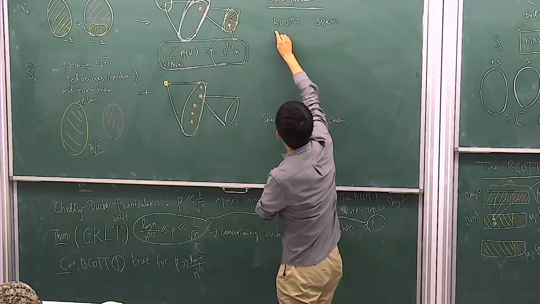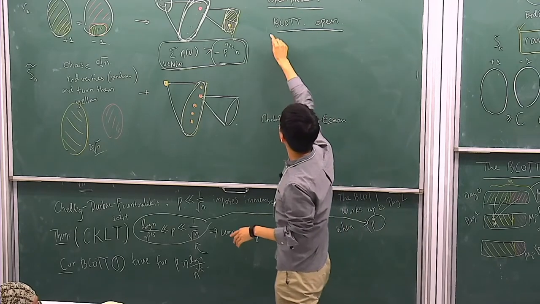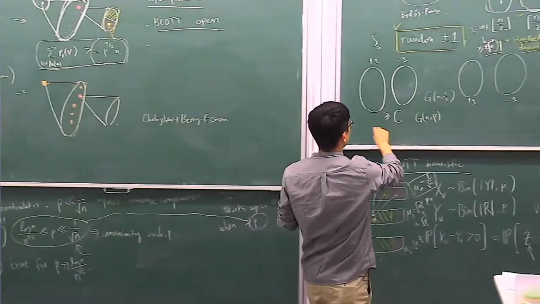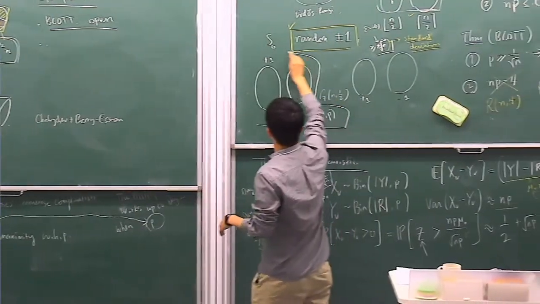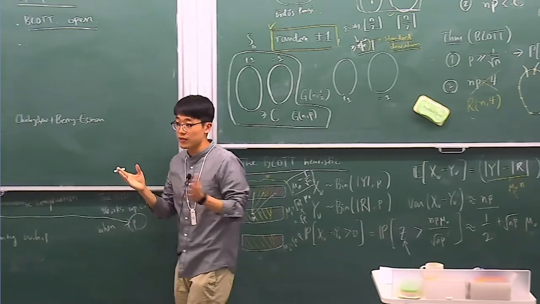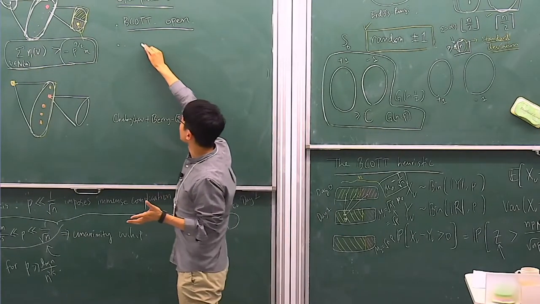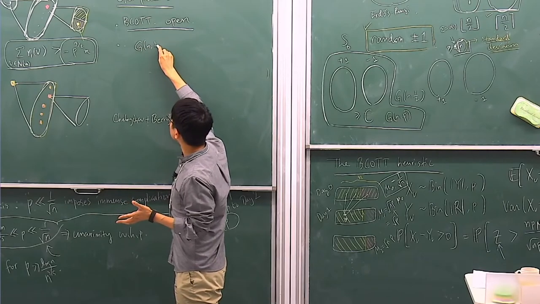So this remains open. And there's another related problem, which is this. What if you have a constant discrepancy? You just fix the constant discrepancy and you look at G and half.